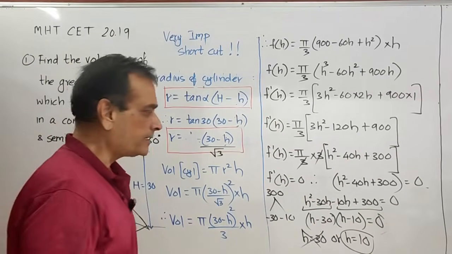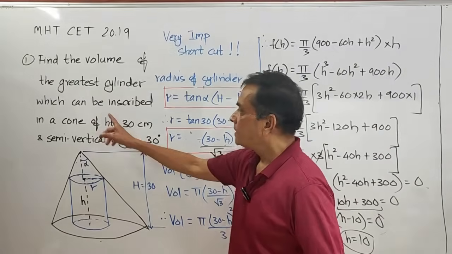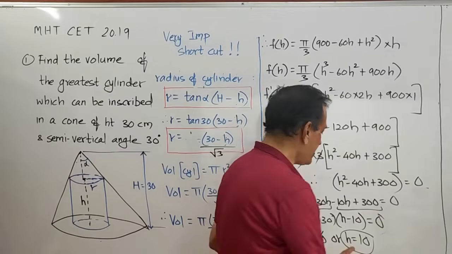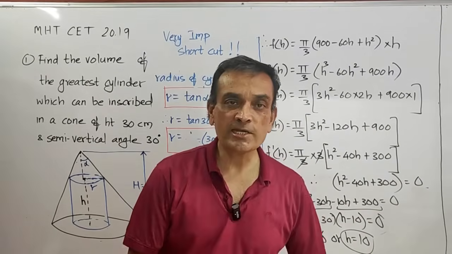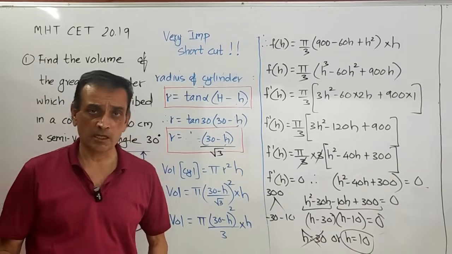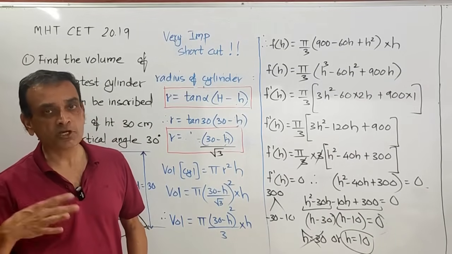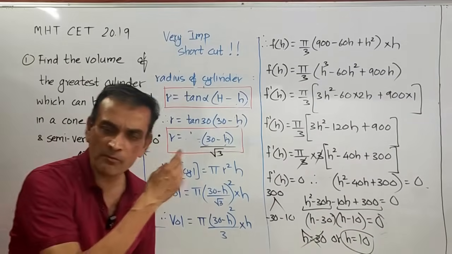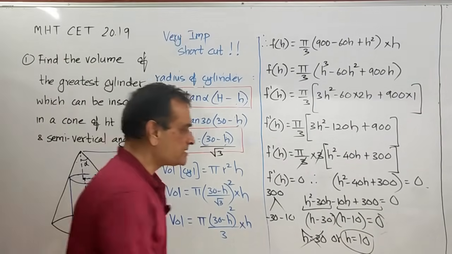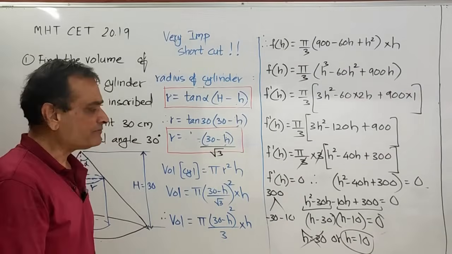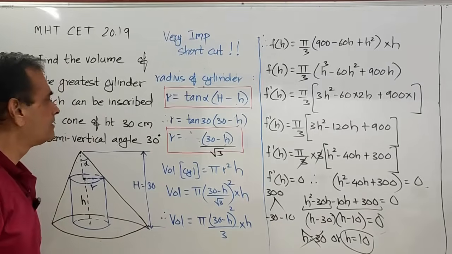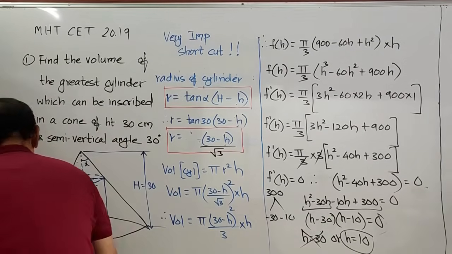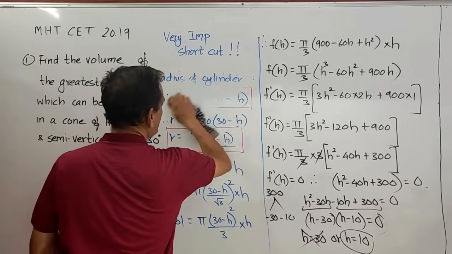Now there is one third shortcut. For maximum volume, in the board exam, we check that when h equal to 10, f double dash h, the second derivative test for maxima minima, that we check in the boards. But over here, don't go for that. Since h equal to 10 has come, the volume will be maximum. Don't waste time. Just take h equal to 10. Now after getting h equal to 10, what is asked? Find the maximum volume. Let's write the last step now. What is the maximum volume of the cylinder?